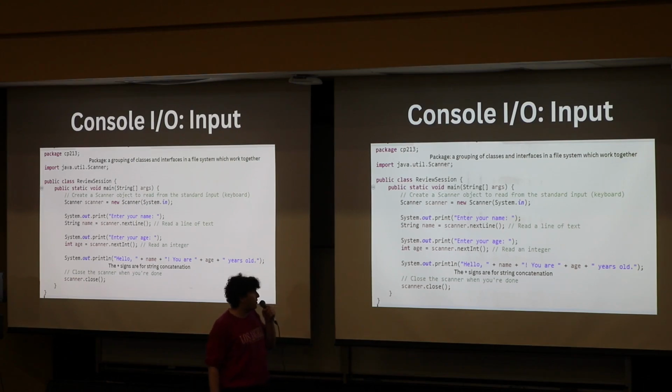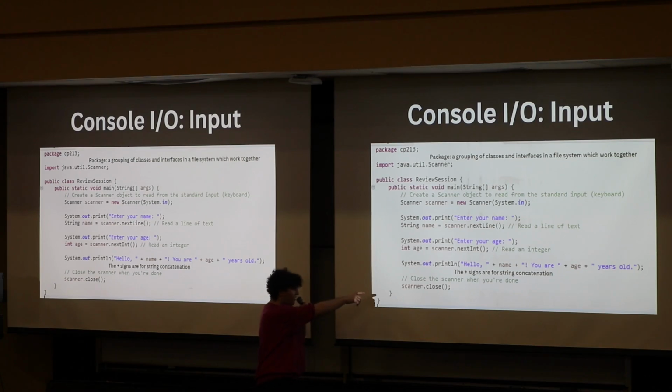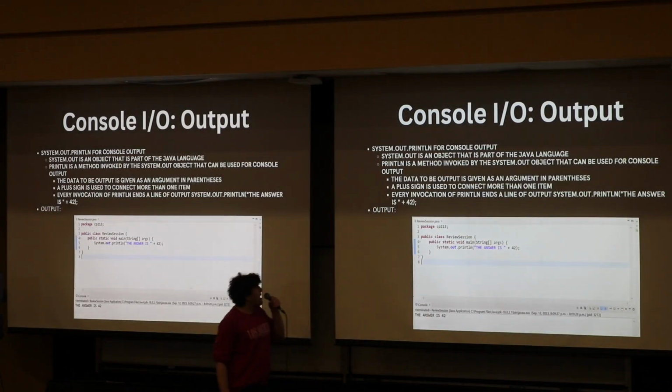But basically what this program did, it got the user's name, it got the user's age, and then just said hello, user's name, you are user's age years old. And then once we're done with this instance of the class, we do scanner.close, and that closes the object so that we don't have to use it anymore. Next slide, please. All right, and now we're going to go over, actually, were there any questions about input before I go over output?